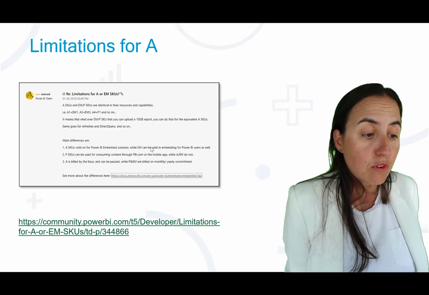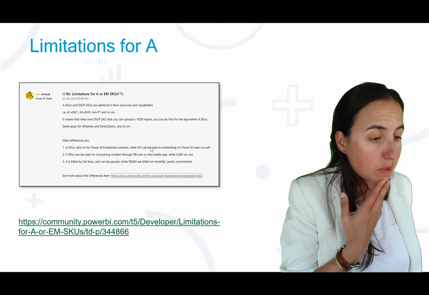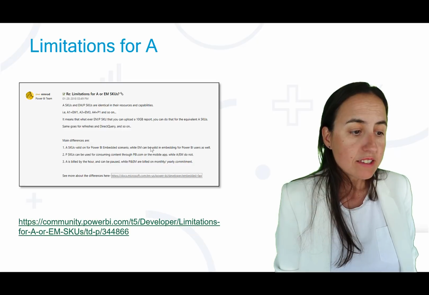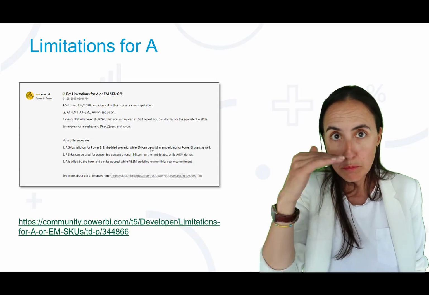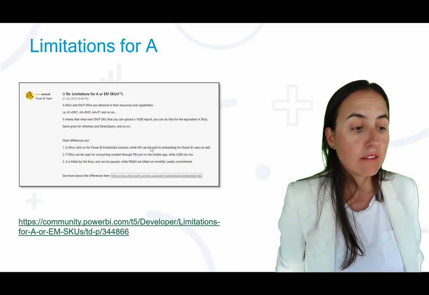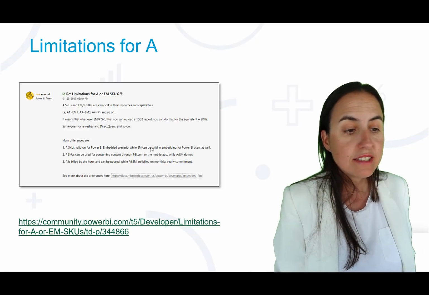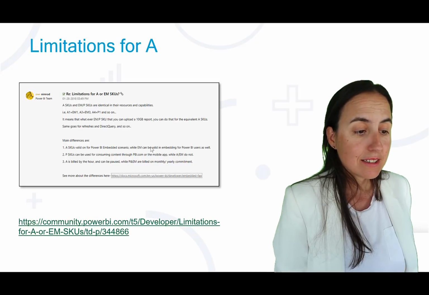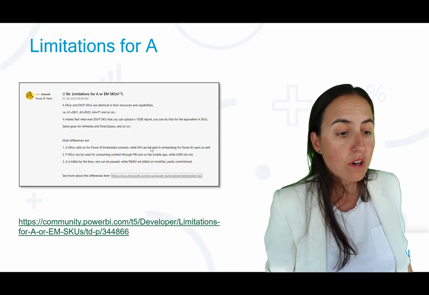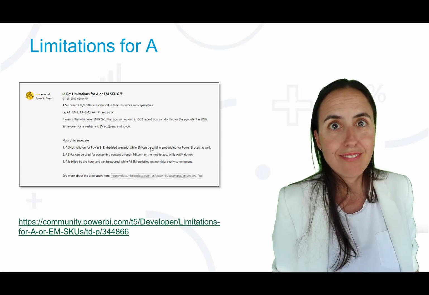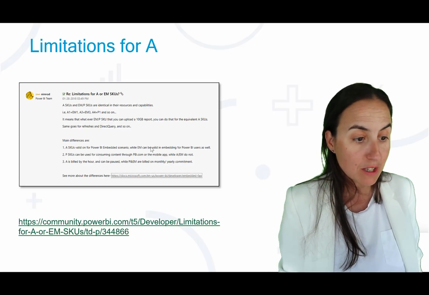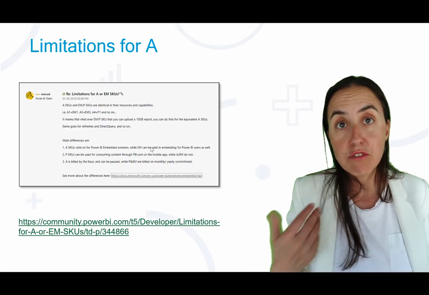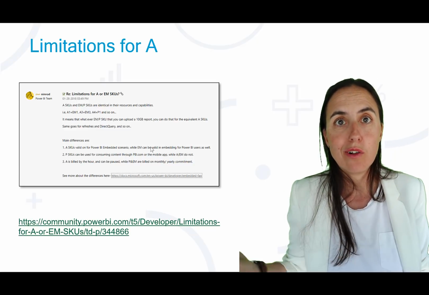And as we discussed before, we have here somebody from the Power BI team that explains. This says an SKU, a pricing tier or a level for A, EM and P are identical in resources and capabilities. It means that you can upload a 10 GB report and do whatever you do on A, EM, and P with some exceptions, obviously. For example, he's explaining that the refresh is the same on all three SKUs.